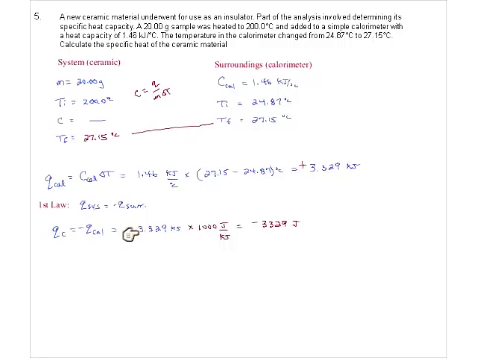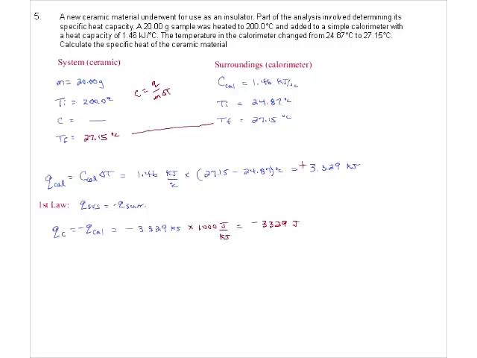So in this case, once again, Q of the ceramic material is equal to minus Q of the calorimeter. And again, this value is given to me in kilojoules per degree Celsius. Anytime we do a specific heat capacity, it's going to be joules per gram degree Celsius. So I have to convert this to joules. Kilo means 1,000, so it's going to be 3.329 times 1,000. And we get a negative 3329 joules. So that's how much energy was released by the ceramic.